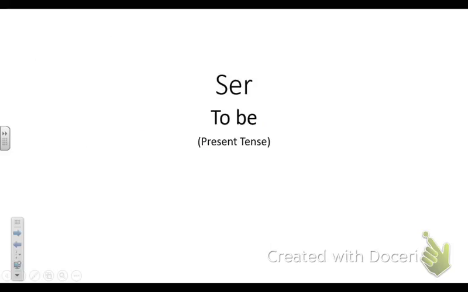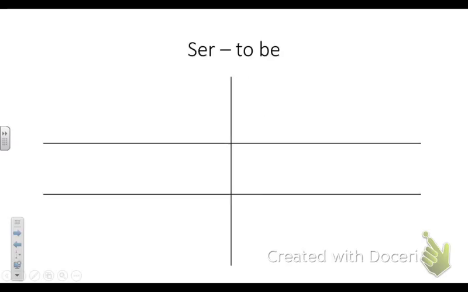The verb that we're going to be working with today is ser. Ser means to be. Make sure you write what it means in that line on your paper, to be. And this is the present tense conjugation. So this is going to be like I am, you are, he is, they are, we are. Here's the chart that we have. You should be familiar with this with the pronouns.